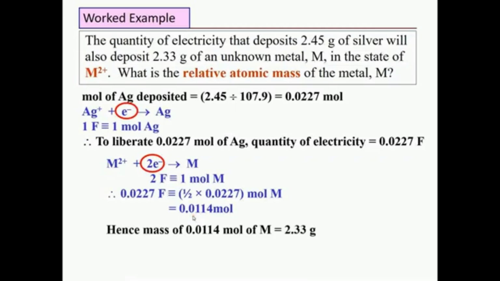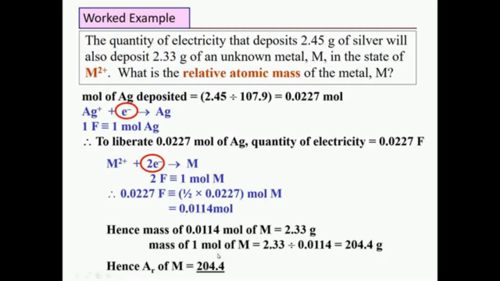So essentially, the mass of 0.0114 mole of M is this value here, 2.33. To work out the relative atomic mass, which is numerically equal to the mass of 1 mole of M, we just need to work out from here the mass of 1 mole of M, and that numerical value without the units is the relative atomic mass of M. So 204.4.